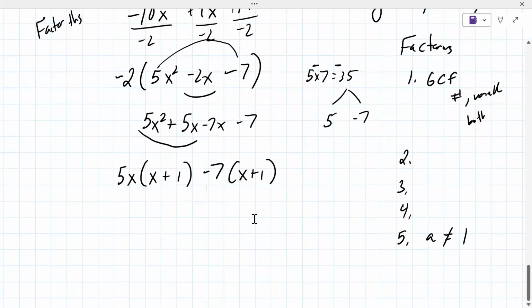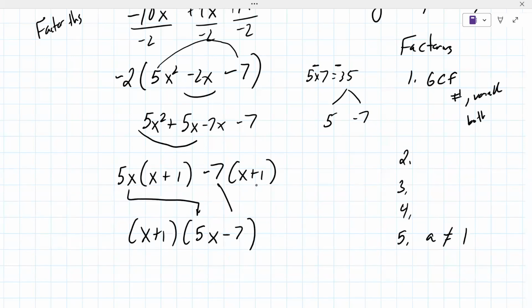And then you have to factor again because these both have an x plus 1 in them. So you factor that out, x plus 1, and then 5x minus 7. The 5x comes from there, the -7 comes from there, and then you still should bring down this -2. And then this equals 0.